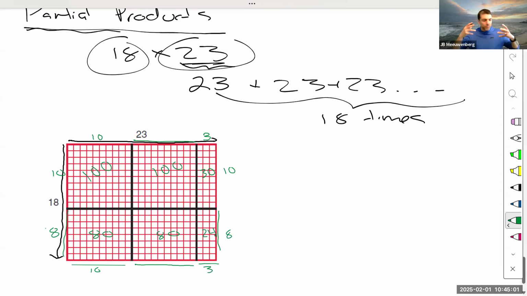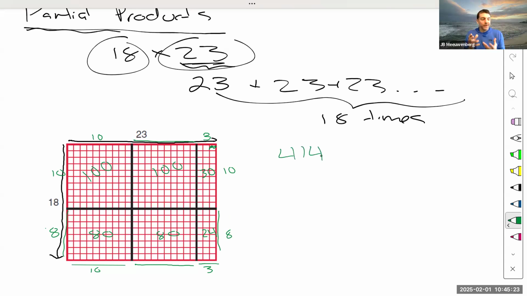And so now we've broken it up into 6 different little segments, and if we add up all of the numbers that we have in here, we will find that the total number of these individual little small squares, we add up all of these numbers inside, is 414.